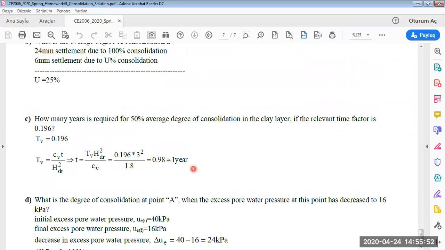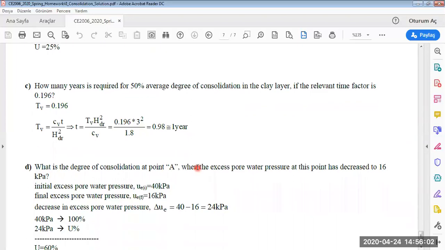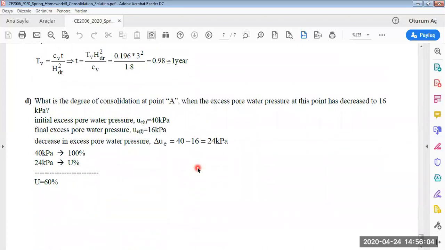So we calculate the required time for the completion of the half of the consolidation. And this is the last part. What is the degree of consolidation at point A when the excess pore water pressure at this point has decreased to 16 kilopascal?